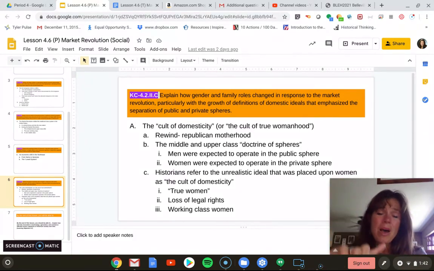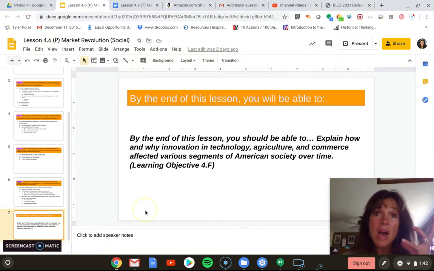So keep in mind, working class women, free Black women, immigrant women, such as maids or cooks, did not subscribe to the ideology of the cult of domesticity. They needed to work in the public sphere, so they were out and about. So I hope by now you are able to see how the market revolution impacted various segments of American society, such as migration, immigration, and last but not least, how it changed gender and family roles into the cult of domesticity.